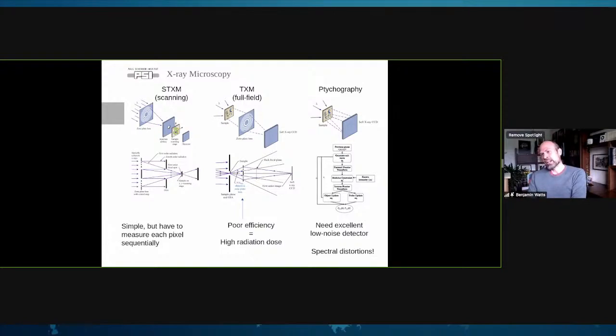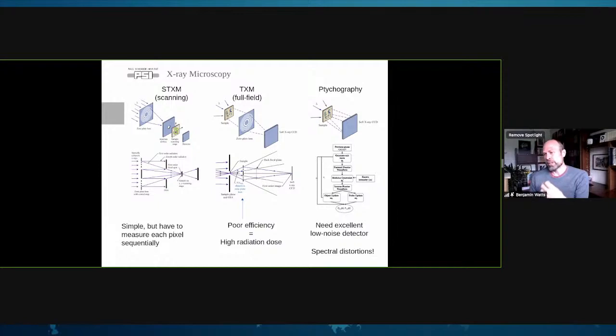A new idea is ptychography. And here we basically replace the optics with mathematics. Typically, we use a kind of bad zone plate to illuminate the sample. For technical reasons, you just want something that has a very strong imprint on the phase of the beam.